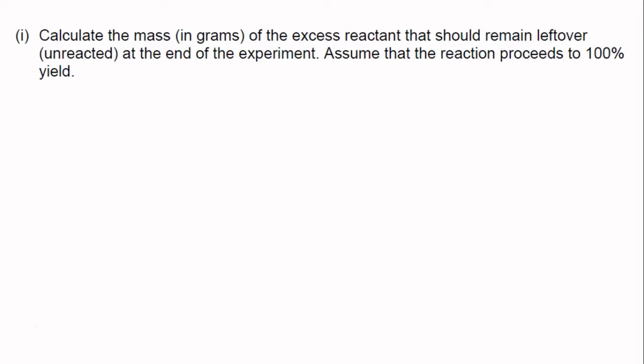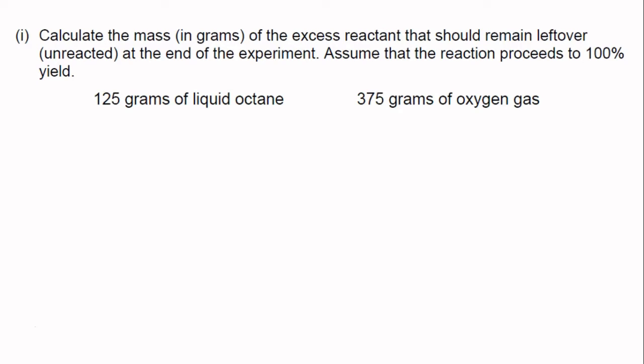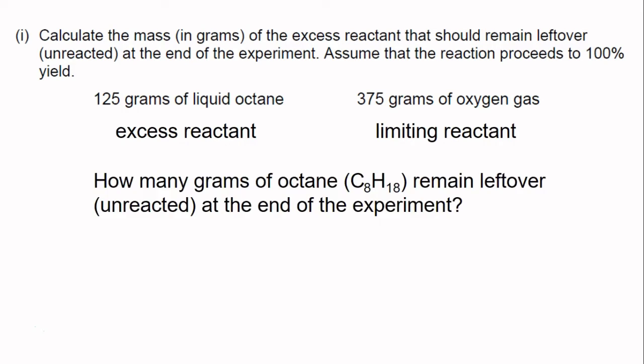Okay, so we already know that we have 125 grams of octane and 375 grams of oxygen. We've determined that the oxygen is the limiting reactant. That means that the octane is the excess reactant. And what we're trying to find is the following. How many grams of octane, C8H18, remain left over or unreacted at the end of the experiment?